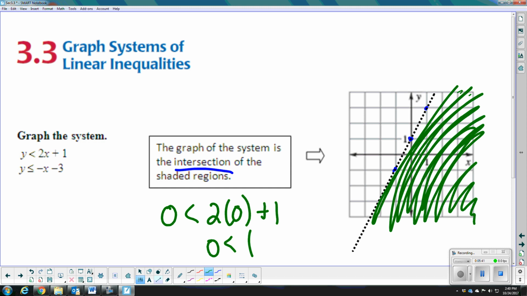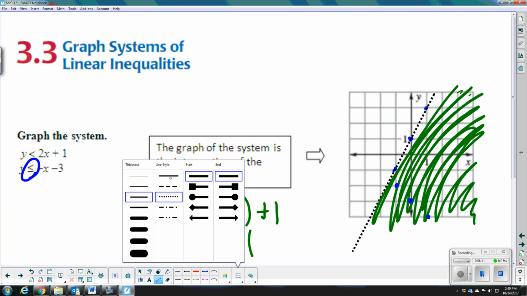Now we have to do the second inequality. We're going to do the same thing. Graph the line, pick a point, and determine whether or not it's a solution. So with the second one, our y-intercept is -3, so we'll start there. And our slope is -1, so down 1 over 1, or up 1 to the left 1. And because it says less than or equal to, we're going to use the solid line.